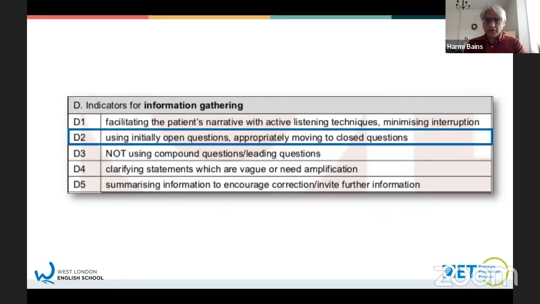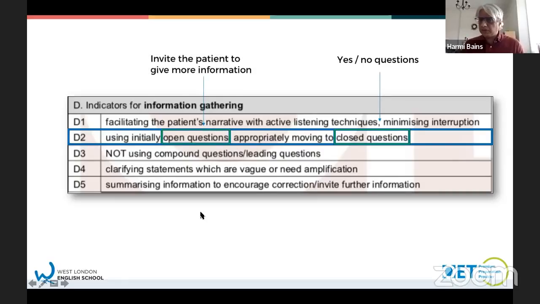Again, this is from the criteria. And this is from the communication criteria. And you can see here I've highlighted D2. So you can see what it says. It says using initially open questions, appropriately moving to closed questions. Well, closed questions are kind of more restricted, kind of a bit like yes/no questions, really. And open questions allow the patient to express themselves a lot more.